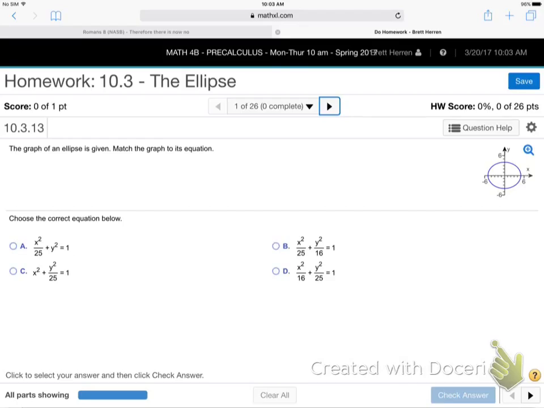All right, there it is. So 10.3 is all about ellipses. Let me give you the general game plan for how the equations of ellipses go.